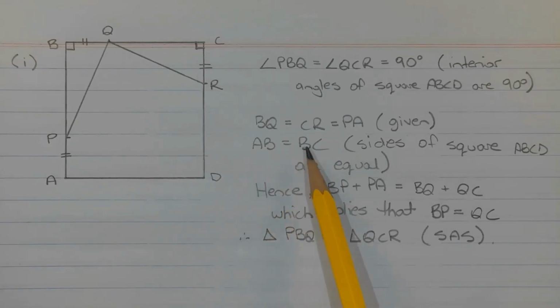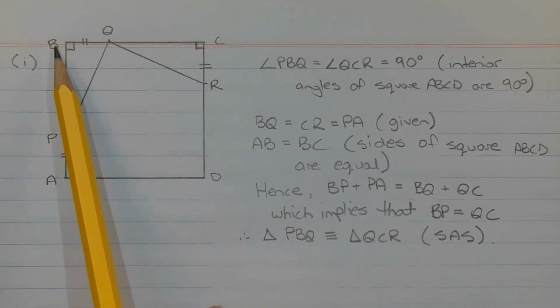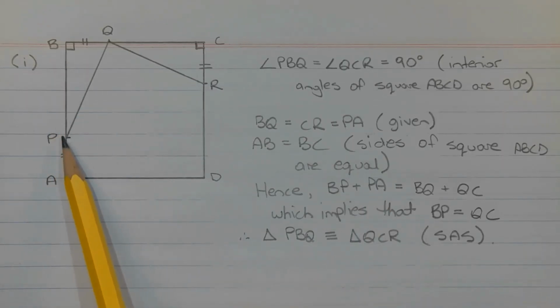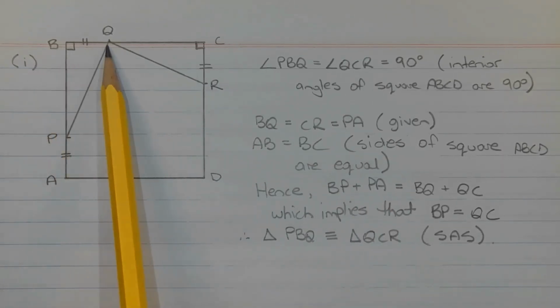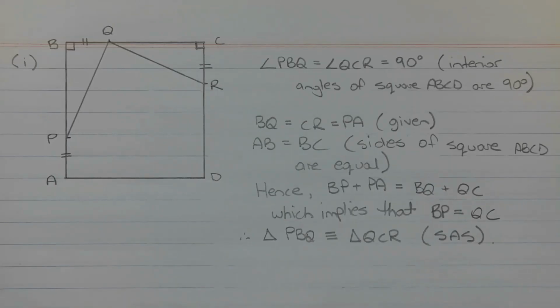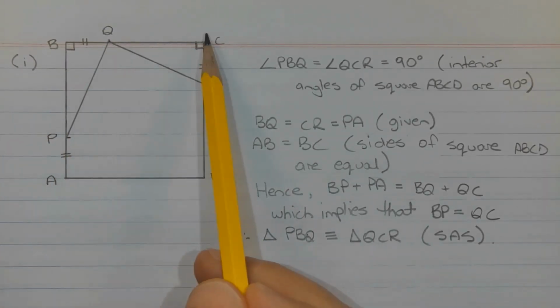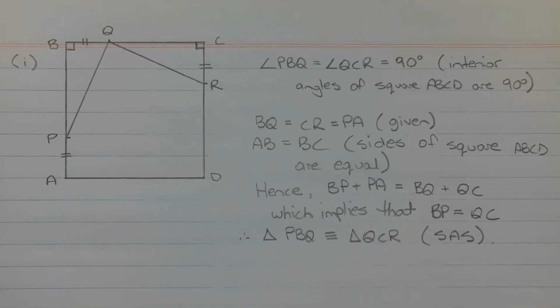Now, AB is equal to BC, so here's side AB, and that's equal to side BC because they are sides of square ABCD and they are equal. Hence, BP plus PA is equal to BQ plus QC. And since BQ is equal to PA, this implies that BP is equal to QC. Therefore, triangle PBQ is congruent to triangle QCR by the side angle side test.